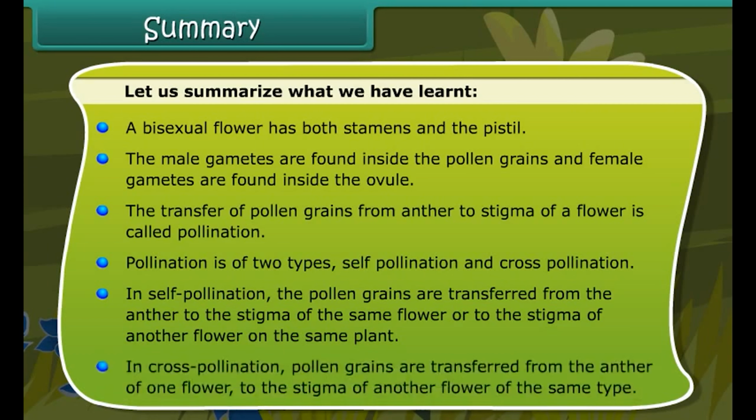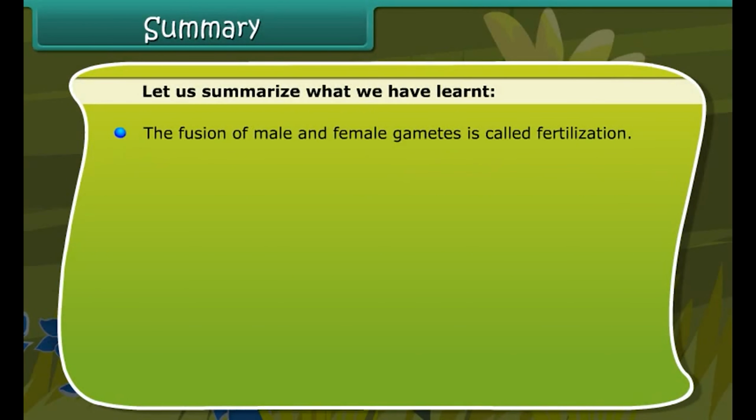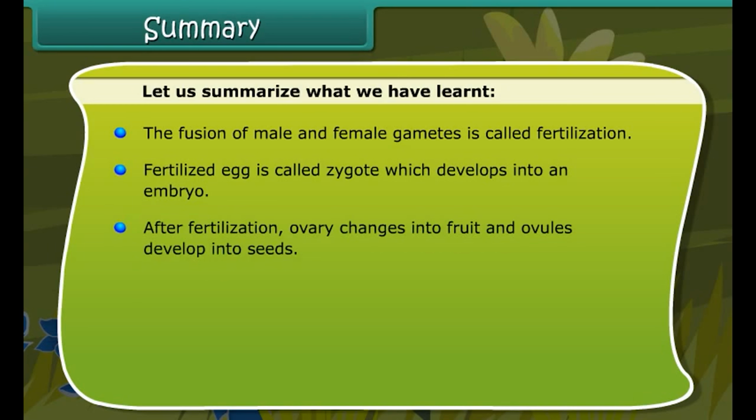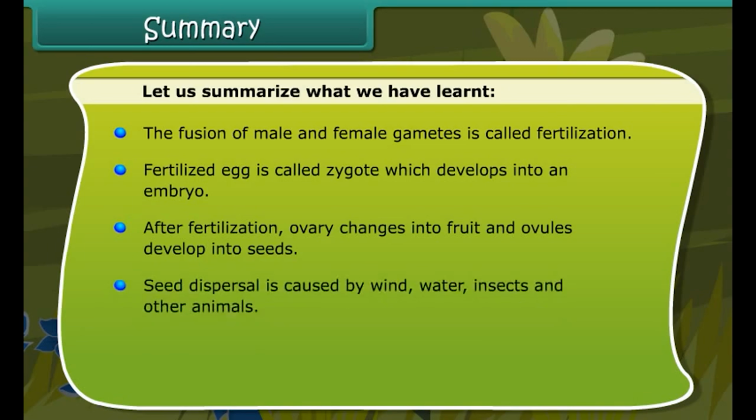In cross-pollination, pollen grains are transferred from the anther of one flower to the stigma of another flower of the same type. The fusion of male and female gametes is called fertilization. Fertilized egg is called zygote, which develops into an embryo. After fertilization, ovary changes into fruit and ovules develop into seeds. Seed dispersal is caused by wind, water, insects, and other animals.